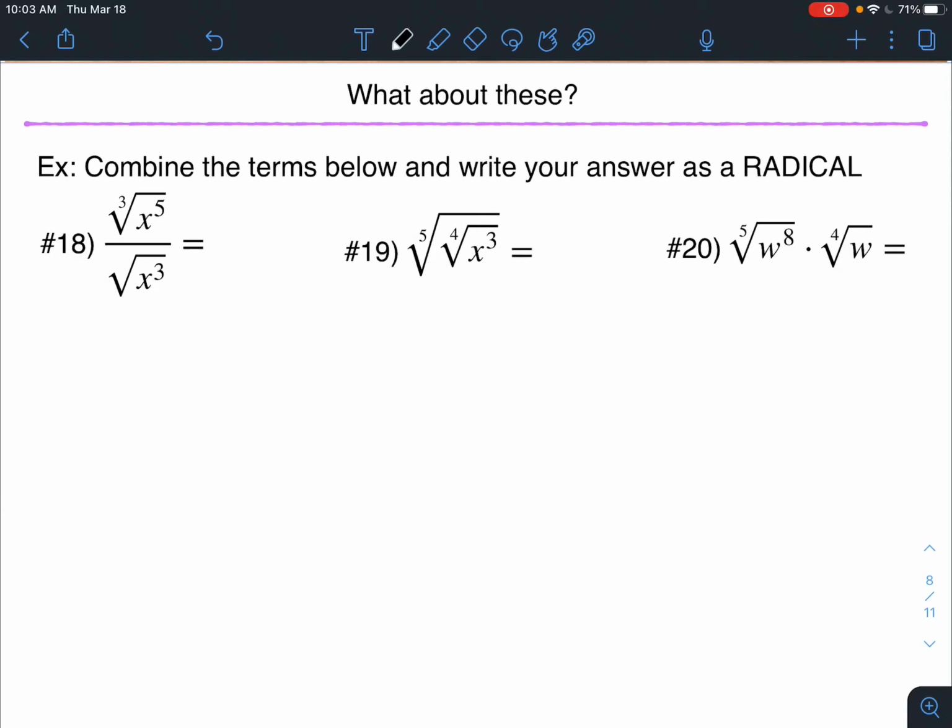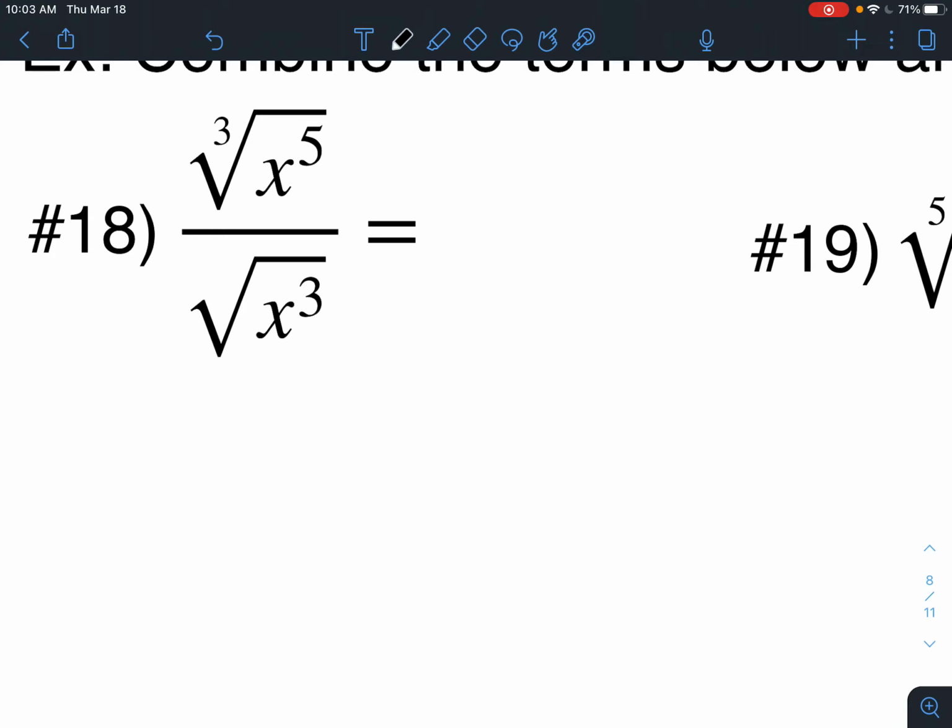Okay, so now we're just going to continue practicing, and we're going to combine the terms below, and we're going to write our answers as radicals. So we have different radicals inside here, right? If I look at number 18, I have a cube root in my numerator and a square root in my denominator. So you always want to put things into exponents, do all the math, and then convert backwards to a radical at the end. So we're going to turn these into exponents first.